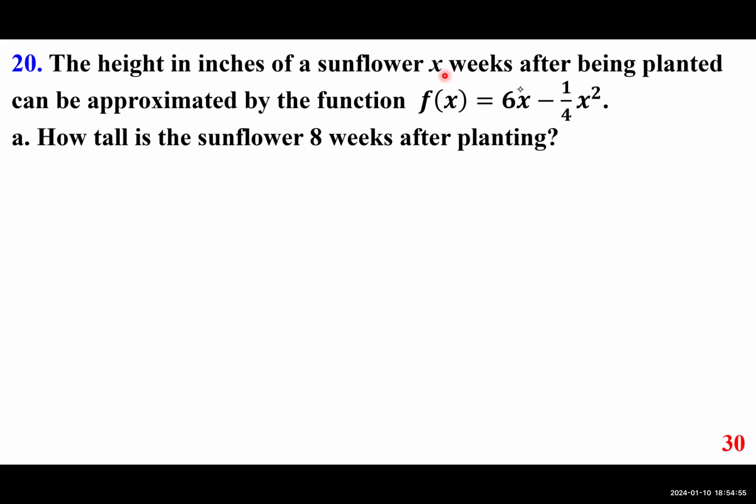The height in inches of a sunflower x weeks after being planted can be approximated by the function f of x equals 6x minus 1/4 x squared. How tall is the sunflower 8 weeks after planting? Just plug in 8. That's the meaning of it. So x is 8, everybody. This means x is 8. Plug in. We want f of 8.